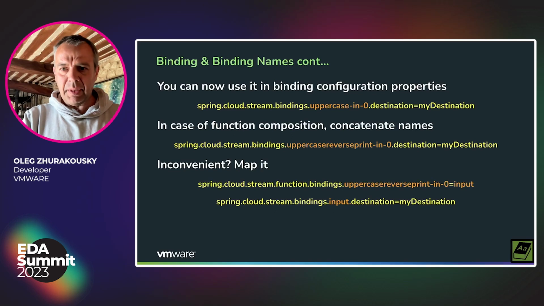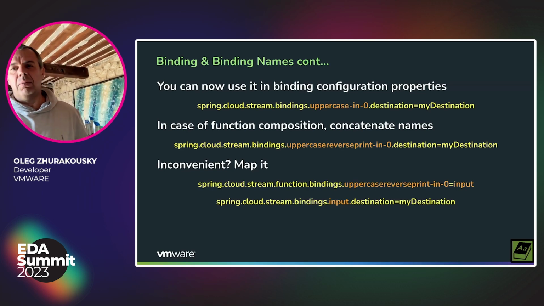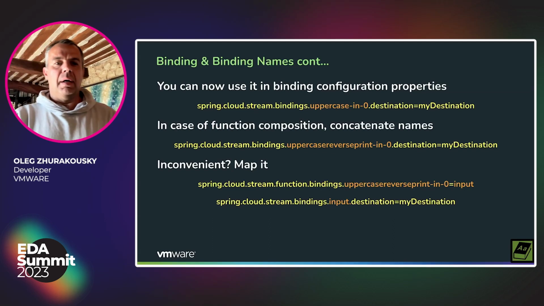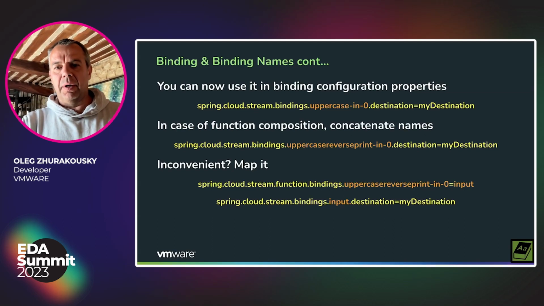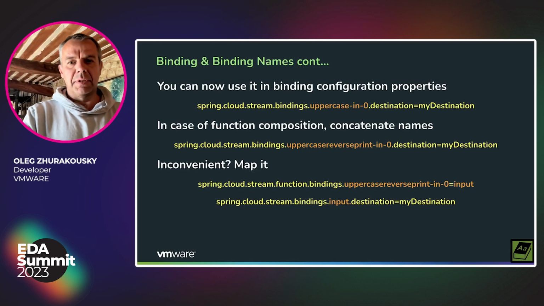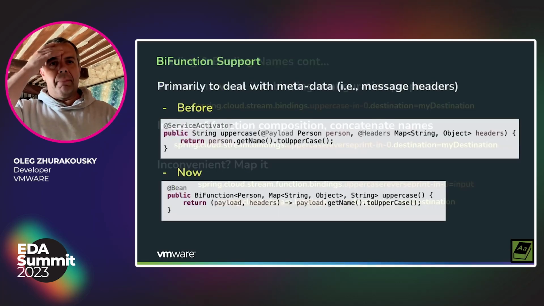So you can still use it, no harm. But if you want to make your life a little simpler, you can quickly map it to something more readable. So in this case, using Spring Cloud Stream function bindings, uppercase, reverse, print in 0, you map this binding to the word input, and now you can use that word input in place of that cryptic name. Simple as that.